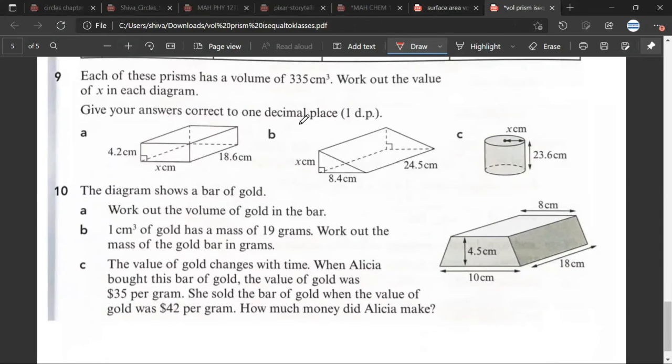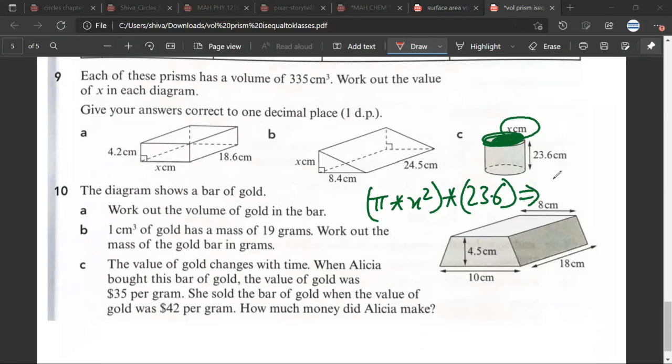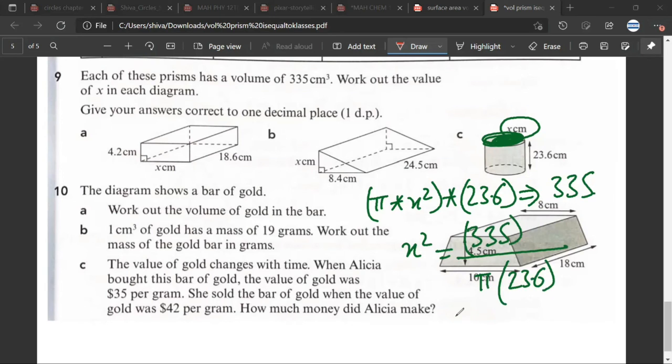So again, if you look at this, the area of this cross section would be pi into x square. This multiplied by 23.6 would be equal to 335, and then you calculate the value of x. What I am suggesting is that you use a calculator and divide by pi into 23.6. Basically, you will find the value of x square, and then to find x, it would be the square root of whatever value you find here. Satya, any confusion? No, sir. Mr. Sarthak, any confusion? No, sir.